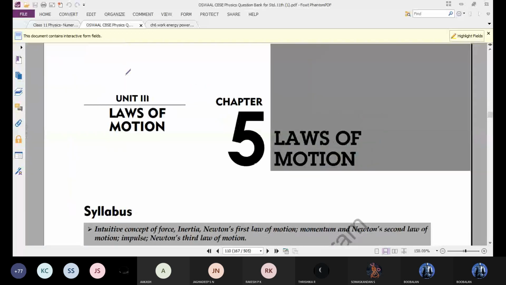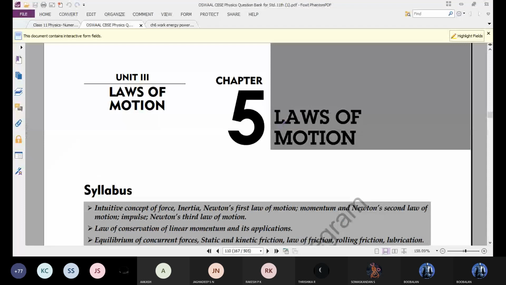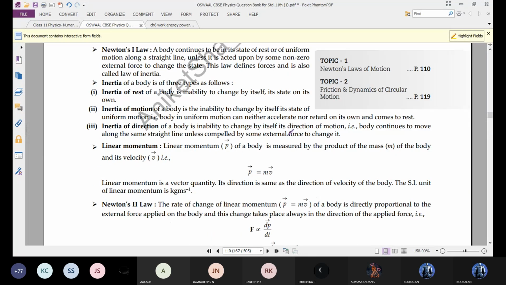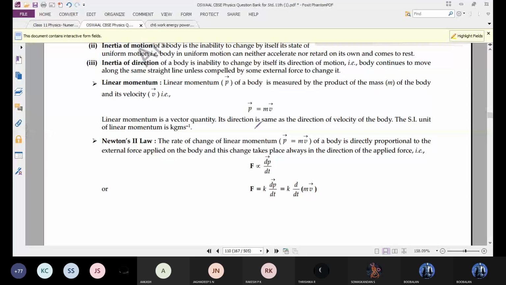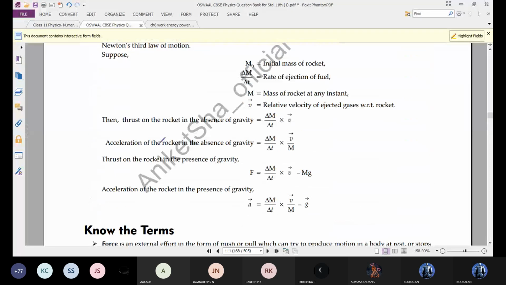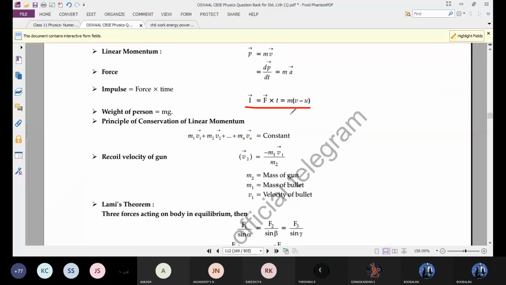Okay, so today's test is on laws of motion. So everyone revise laws of motion. What is the first law of motion, second law of motion, third law of motion? What is inertia? With the real life example, the law of conservation of momentum, the linear momentum formula, Newton's second law of motion mathematical formula, impulse, force into time, change in momentum.